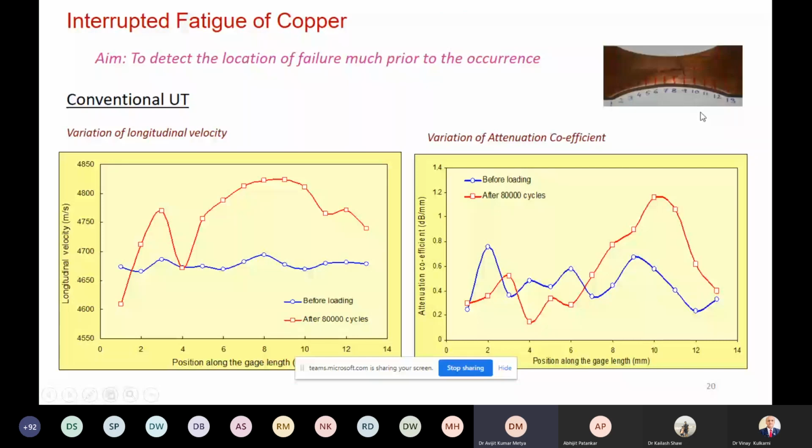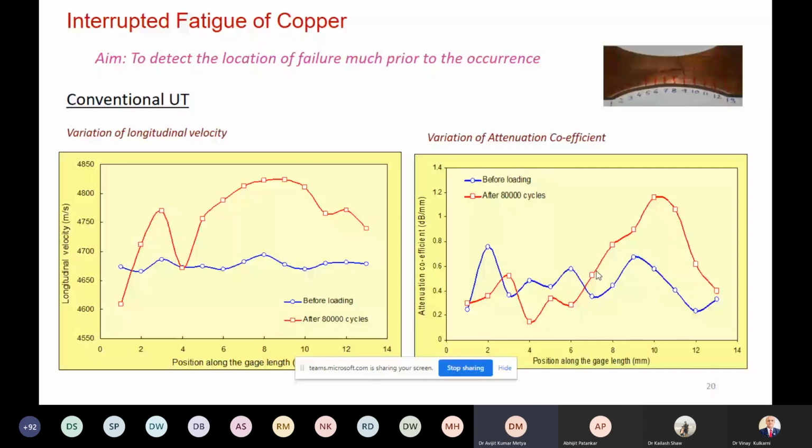Earlier I told, the first plot is the variation of the velocity before loading. Blue color is before loading, and red color is after 80,000 cycles. The velocity changed. And the attenuation coefficient, that also you can see before loading and after loading, changed. So our main intention is to check the position where the crack can be formed earlier, much prior to the crack formation, if we could tell.